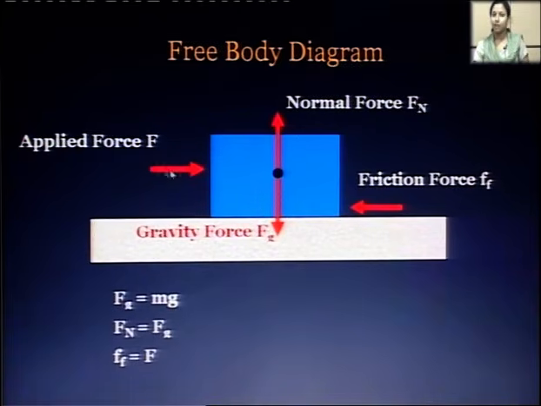So if the applied force is in this direction, then the frictional force is in the opposite direction. So Fg, this force or weight, is equal to mass times acceleration due to gravity, and Fn is equal to Fg, and the applied force is equal to Ff. So two points here: this force is equal and opposite to this force, and this force is equal and opposite to the frictional force.